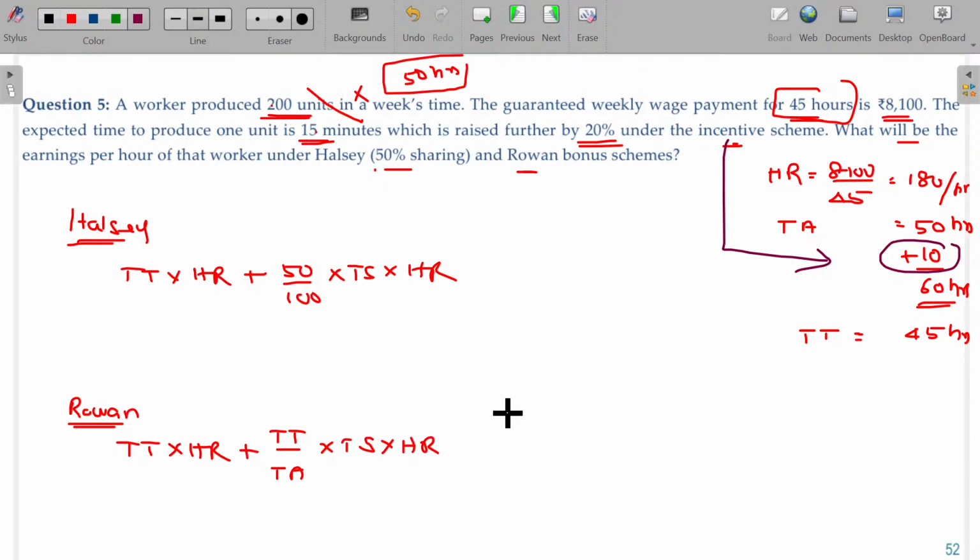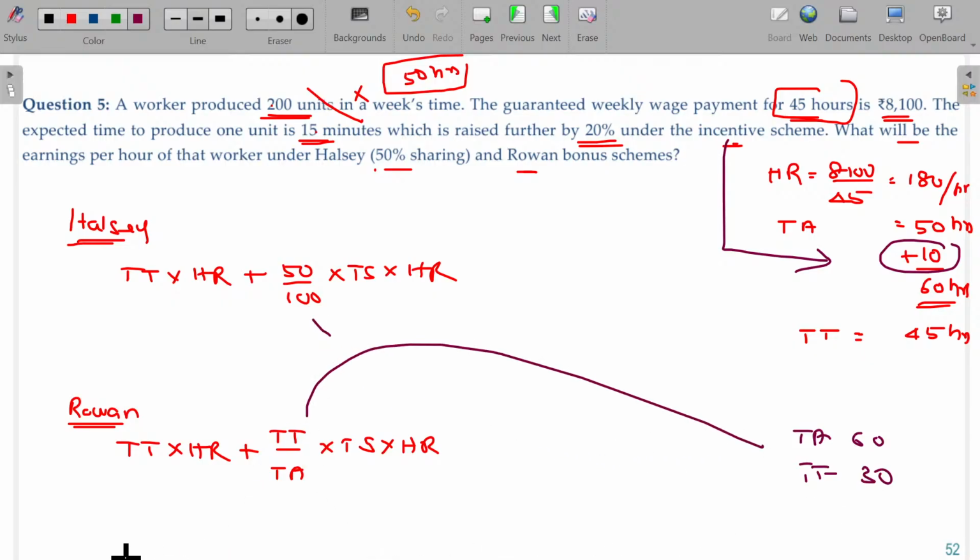Usually, in your examination, the comparison between Halsey and Rowan plan may be expected. Very, very important. Under the Halsey 50% plan, the incentive will be 50% of the time saved. Under Rowan, it's time taken by time allowed. If the time taken is only 50% of the time, what happens then? Time allowed being 60, but time taken being only 30. This will be equivalent to 30 by 60, which is 50%. So, up to 50% of time saved, the Rowan plan and Halsey plan will give the same salary.